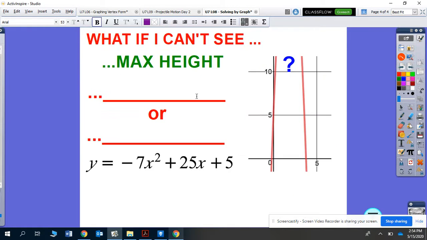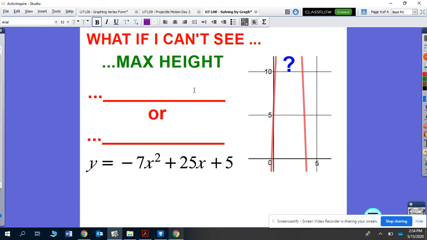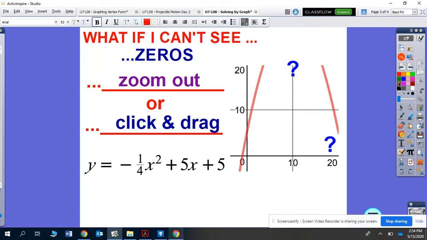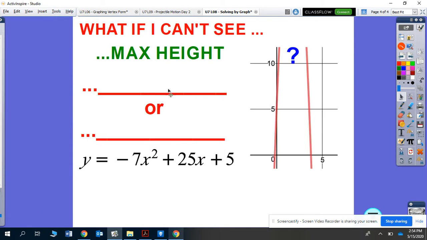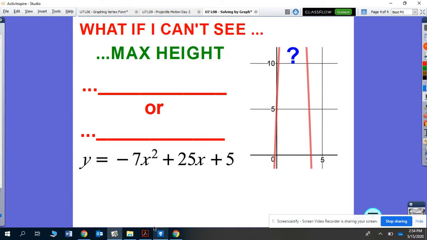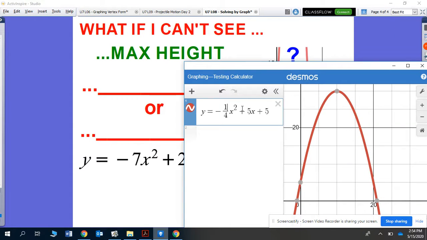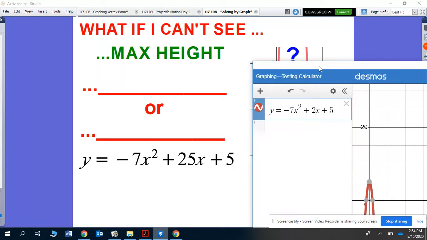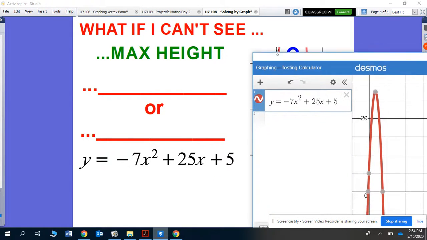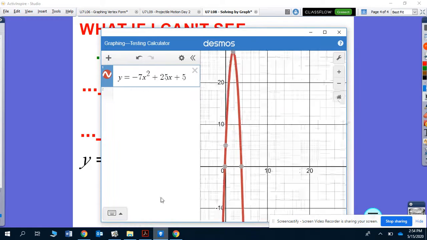What about if you can't see your maximum? I kind of already just told you, didn't I? You're going to do the same thing. In fact, I'm too lazy to type it again. I'm just going to copy and paste, right? So on the first one, let's type it in again. Negative 7x squared, plus, I think it was 2x, and 25, rather, 25. Oh, I've got to go back to my home screen, click the house.